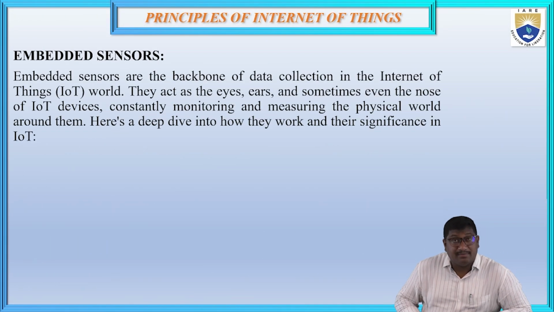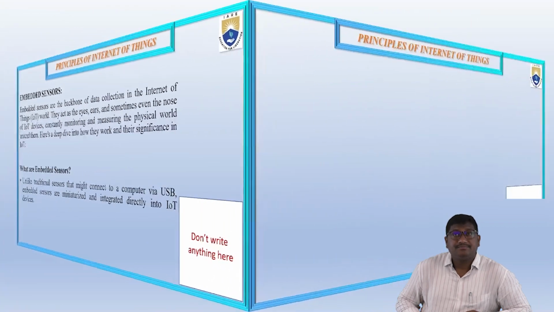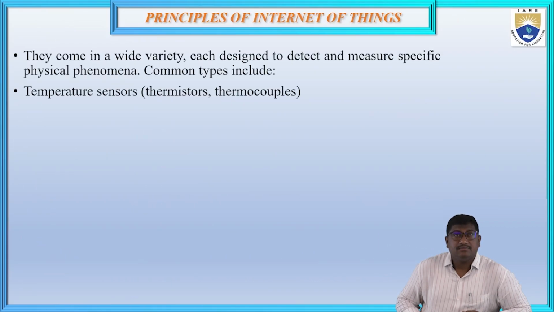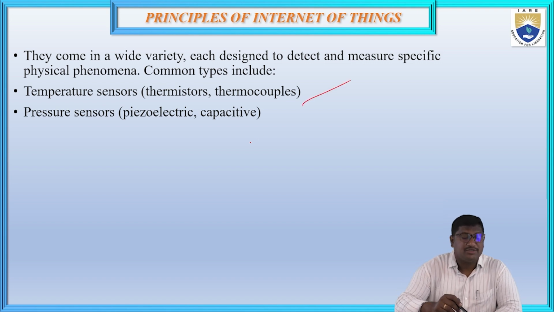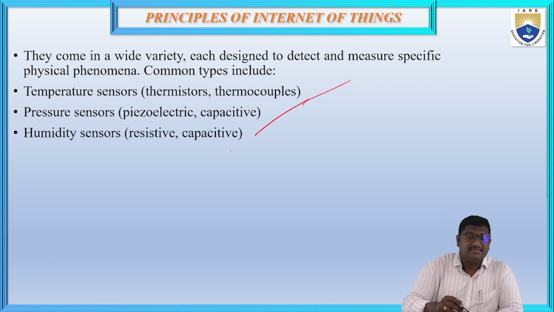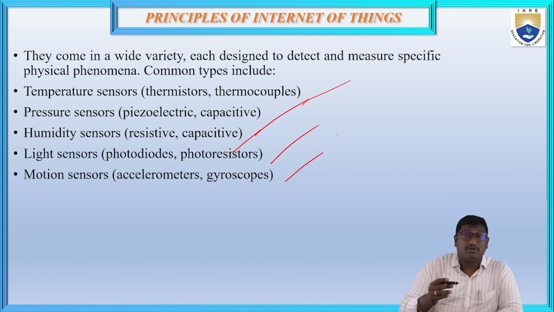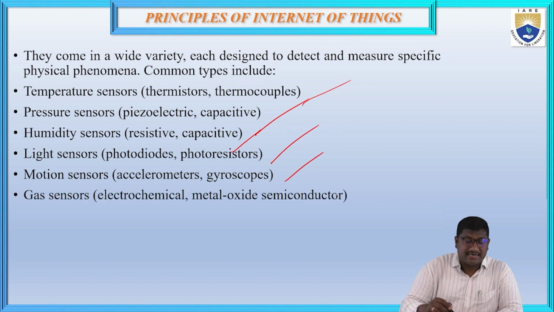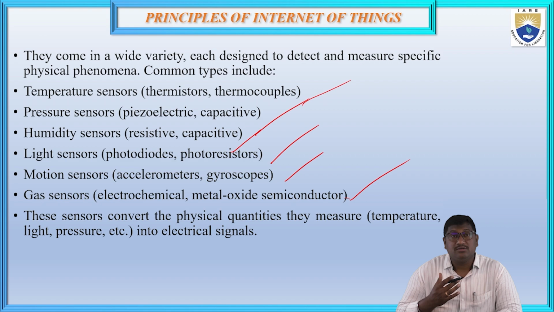Embedded sensors, which are the backbone of data collection in industries. Temperature sensors: thermistors, thermocouples. Pressure sensors: piezoelectric, capacitive. Humidity sensors: resistive and capacitive. Light sensors: photodiodes and photoresistors. Motion sensors: accelerometers, gyroscopes. Gas sensors: electrochemical, metal oxide sensors. These are the sensors which measure temperature, light, etc.